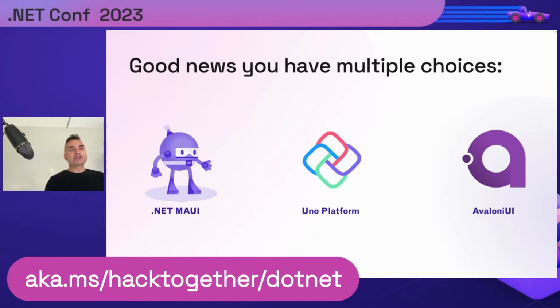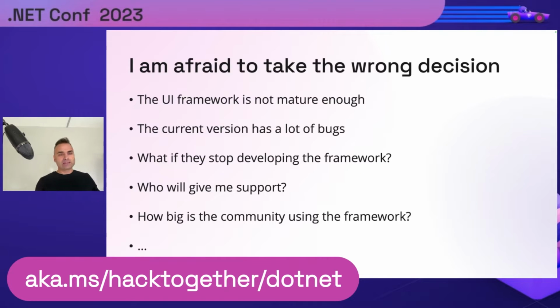So now you have three choices, and usually what happens when you have multiple choices, you are afraid to choose one. So which one do I choose? And you start to ask yourself a lot of questions. My clients ask me those questions. I ask myself those questions. So which framework should I use? What happens if I choose one and the company stops developing the framework? What do I do with my application? How many bugs does the framework have? What is the community behind the framework? And the really good news is that you can actually choose any of them. All three of them are major frameworks.